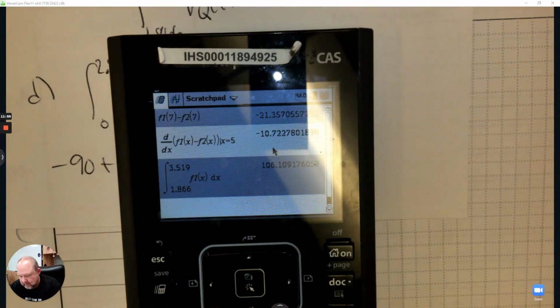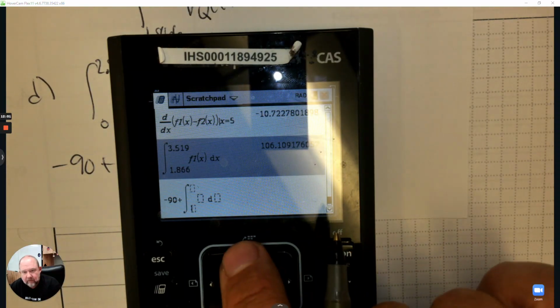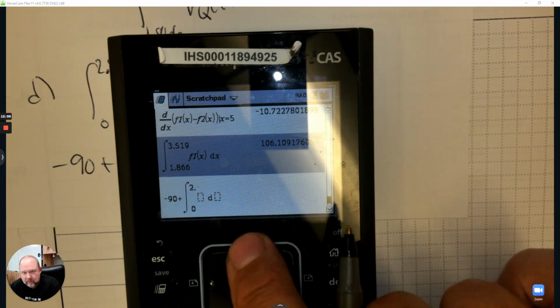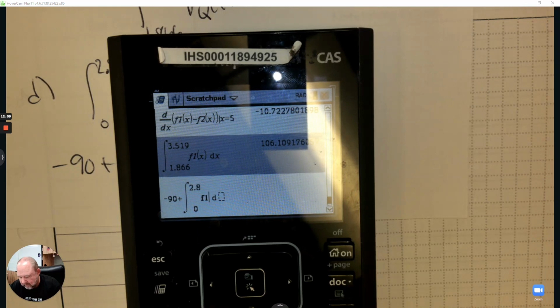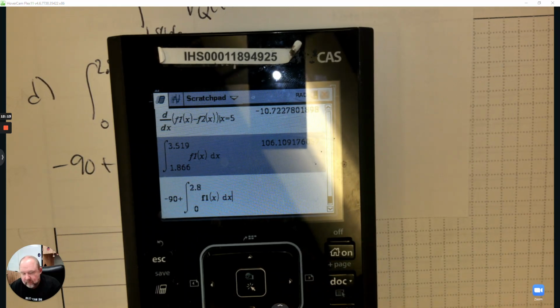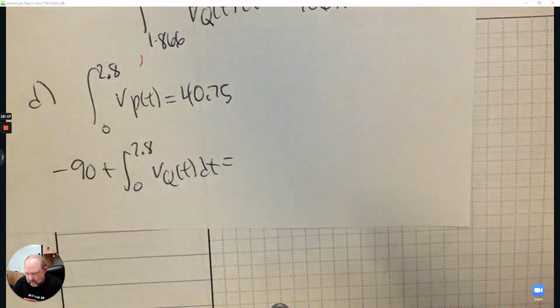So, negative 90, we're going to integrate from 0 to 2.8. We already have that equation in the calculator. And see, what's the position now after 2.8? And it's 45.937.